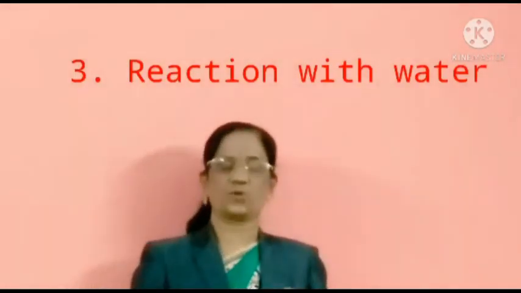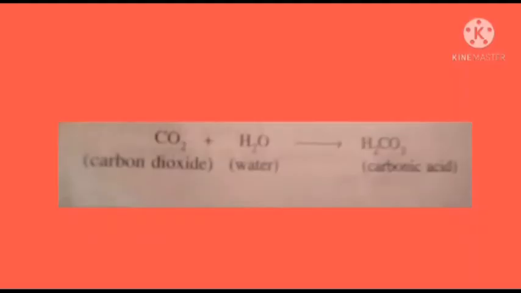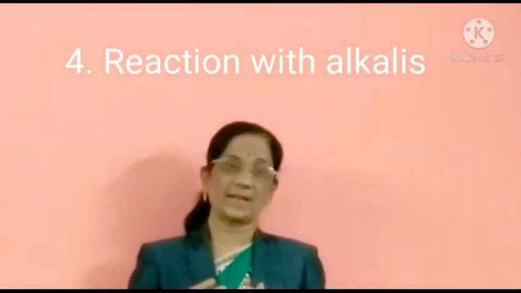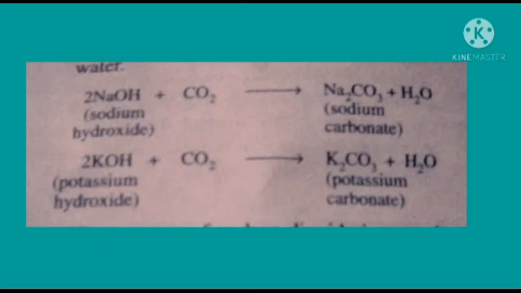Next property is reaction with water. Carbon dioxide dissolves in water to give carbonic acid. Yes, carbonic acid is produced. And the chemical equation for this reaction is like that. Carbon dioxide reacts with water forming carbonic acid. The next chemical property of carbon dioxide, reaction with alkalis. Carbon dioxide reacts with alkalis to produce salt and water. For example, sodium hydroxide is the alkali.